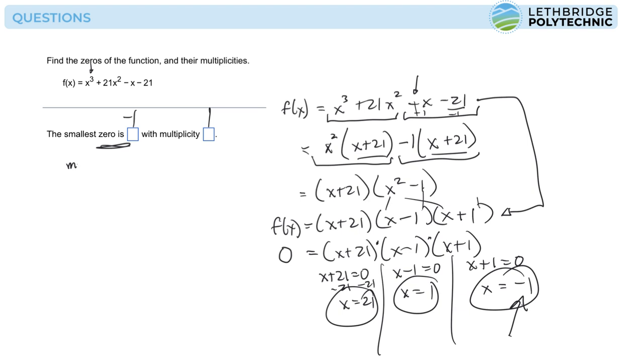If they ask for the middle zero, let's see, I have -1 and then 1, and then 21's way up there. So 1 would be the middle one. If they ask for the middle, it'd be 1, and there's only one of them. And then the largest zero would be 21. And again, for multiplicity, there's only one of them. Hopefully that helps you with that one.